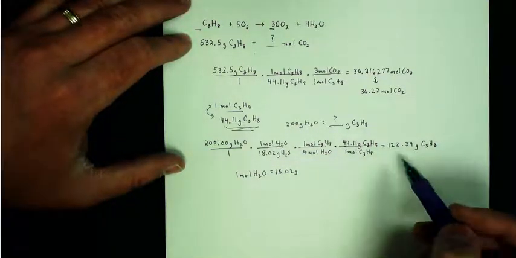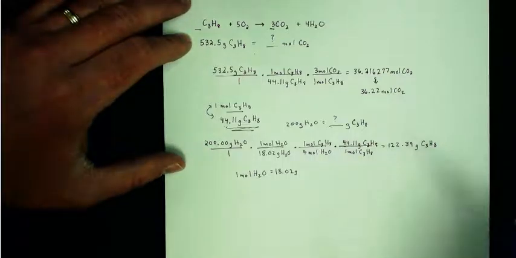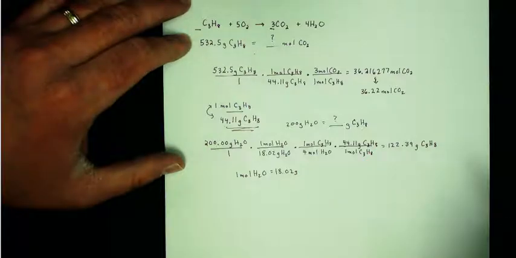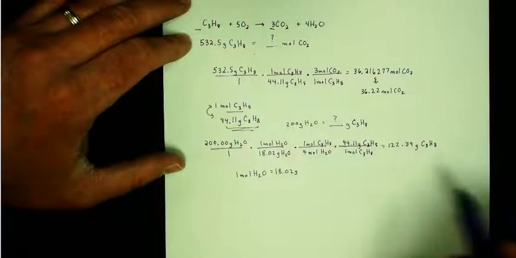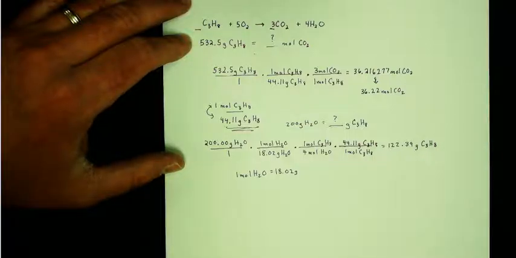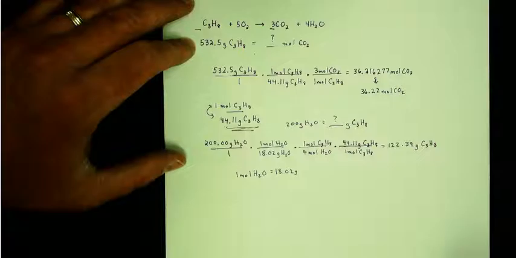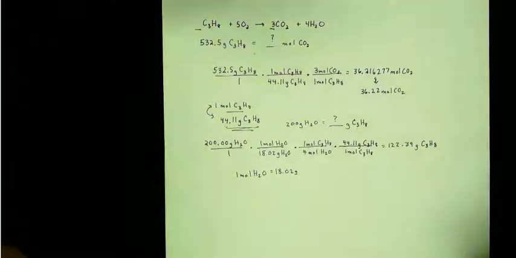We are assuming what here? Very good. We are assuming ideal conditions, which would be very hard here to trap every single bit of water vapor produced as that propane burns. So that's how you do these stoichiometry problems.